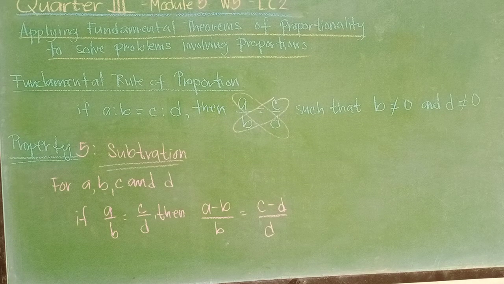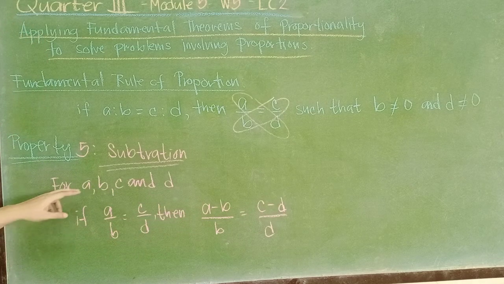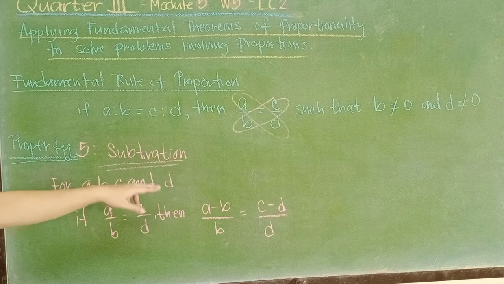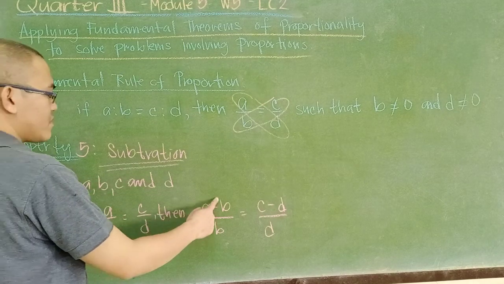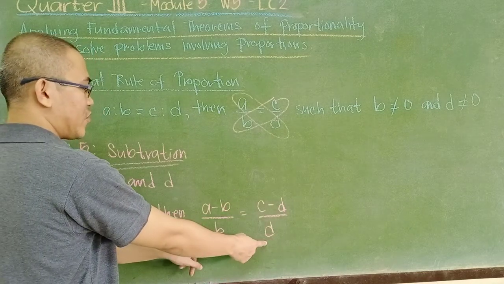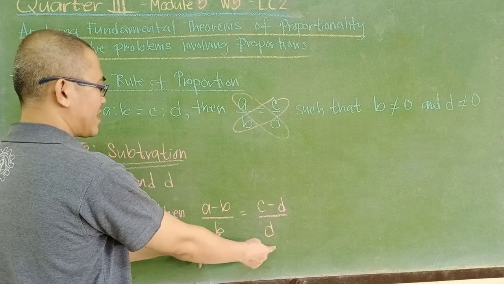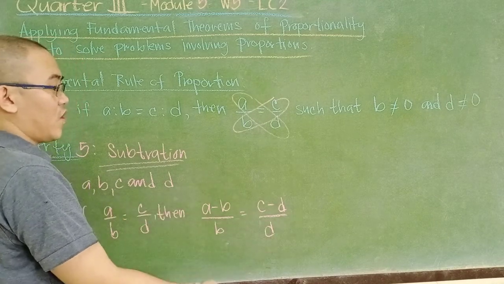Okay, next property will be property number 5, which is subtraction. Well, this is the same with addition, same yung concept. But this time, instead of addition symbol yung ginagamit, ang gagamitin natin for this property is subtraction. So for this, we have for A, B, C, and D. If A over B is equal to C over D, then A minus B over B is equal to C minus D over D. Again, yung mga denominators natin, isusubtract natin doon sa mga numerators natin, and then they would still be proportional or they would still be equal.